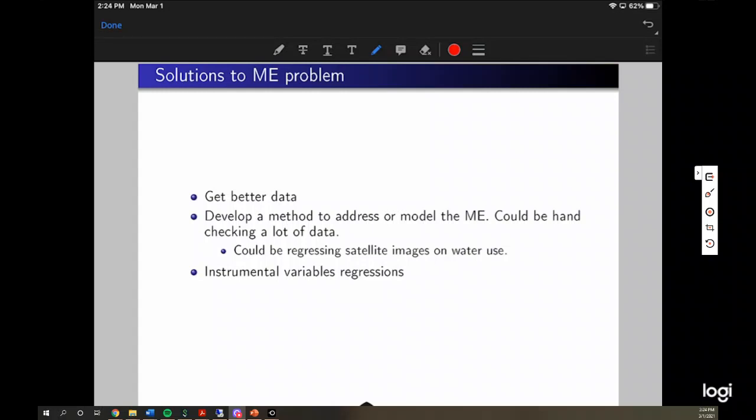Solutions to the measurement error problem: get better data, or develop a method to address or model the measurement error. That could be a lot of checking data by hand. I have an example of regressing satellite images on water use. Ask me about that in office hours if you're curious. This is one way I've addressed measurement error in my work. And again, instrumental variables regression is something you would learn about in a master's course.